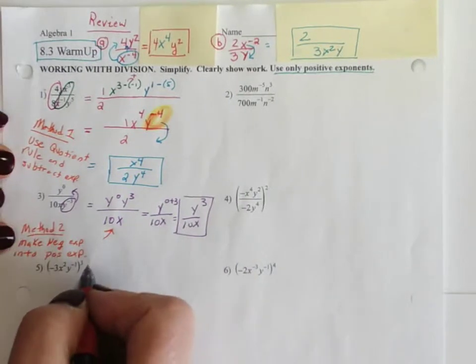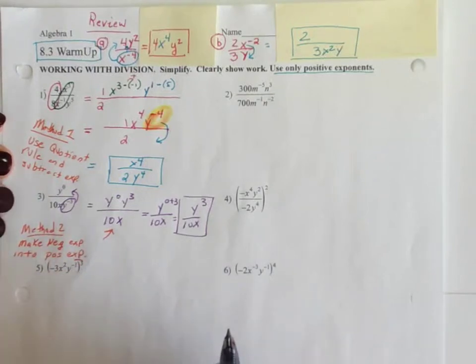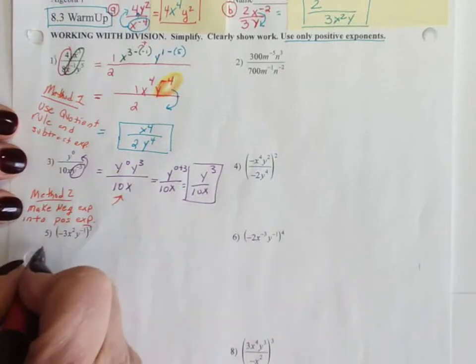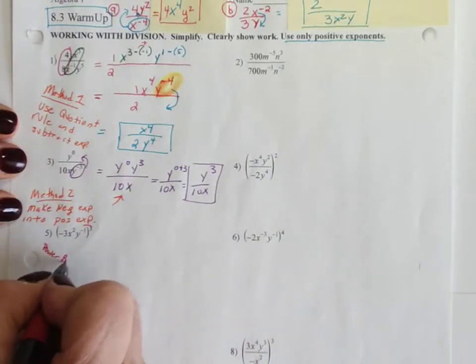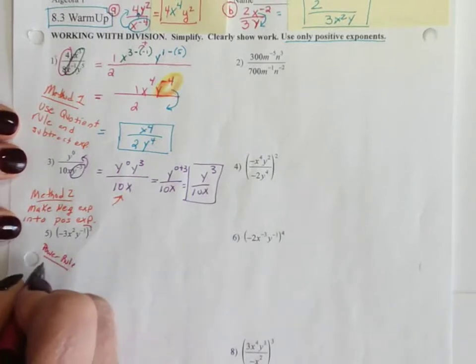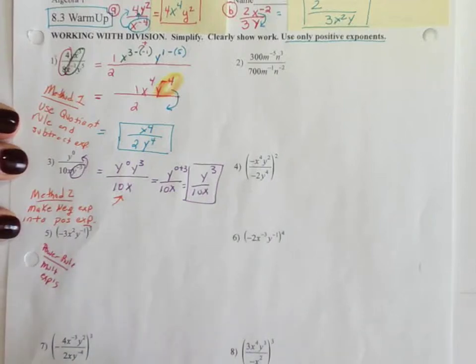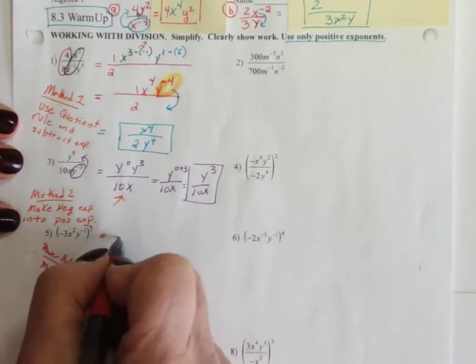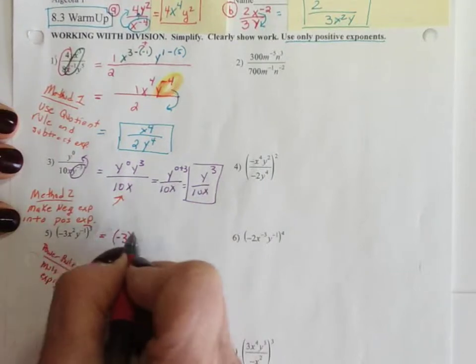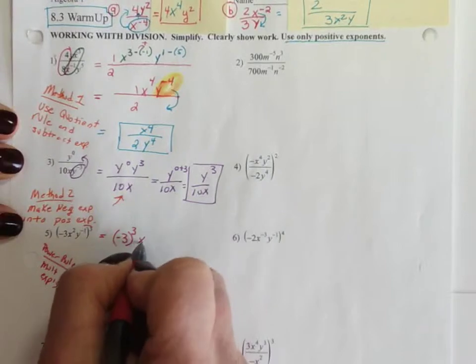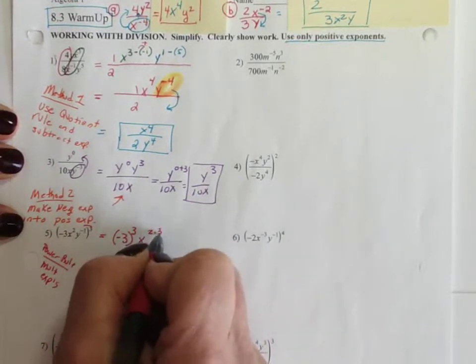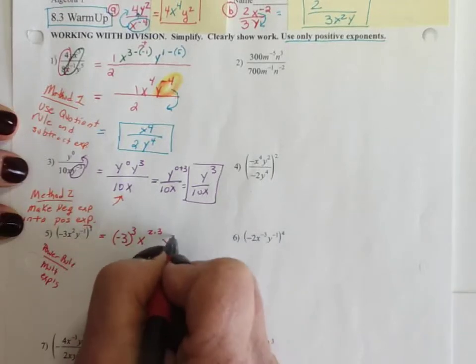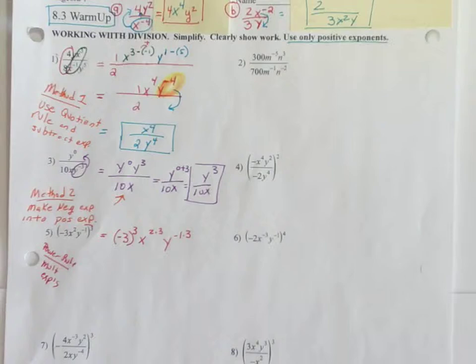So number 3, all we're going to do is distribute the 3. This is the power rule. Remember the power rule. And the power rule means to multiply exponents. Okay, so here we're going to have negative 3 to the 3rd, x 2 times 3, y negative 1 times 3. Okay, so that's the work that you've been used to showing.